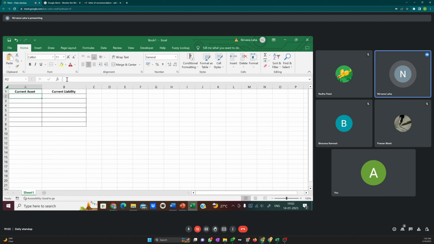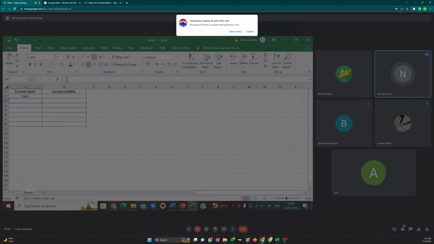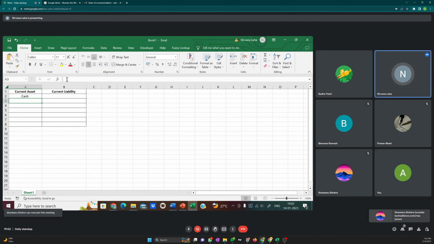Under current asset, can you name the two most important items that come under current assets? Cash, that is correct. Machinery, no, machinery is not current asset. Why will machinery be current asset? It has a life of say 5 years. Will it be current asset or long-term asset? Long-term asset, correct.